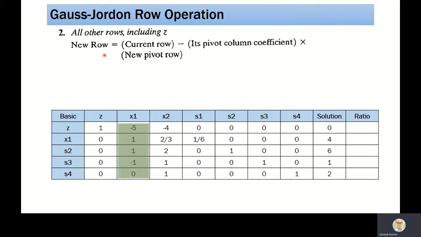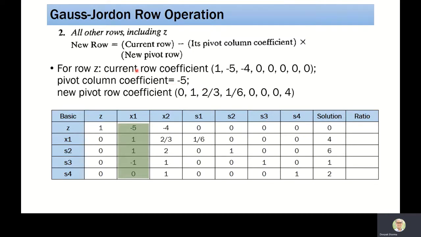Now coming to the second operation. The second operation says that we have to find the new row for all other rows including Z. What is the new row? The current row minus its pivot column coefficient multiplied by the new pivot row. Let us go one by one. Before we start, make sure that the coefficients under X1 have all been changed in the previous slide, and the same coefficients I am writing here.